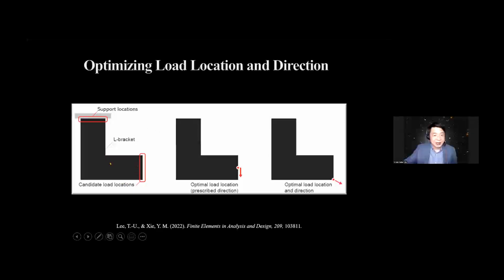An L-shaped bracket, the top is fixed, and we want to know at which point we should apply the load. So we can actually find the optimum location for the load. If the load is applied here, then the overall deformation is minimal. Or if you allow the load to change direction, then the optimum location is here and in this direction, because these points are fixed. If your loading is in this direction, you can imagine the overall deformation is smaller.